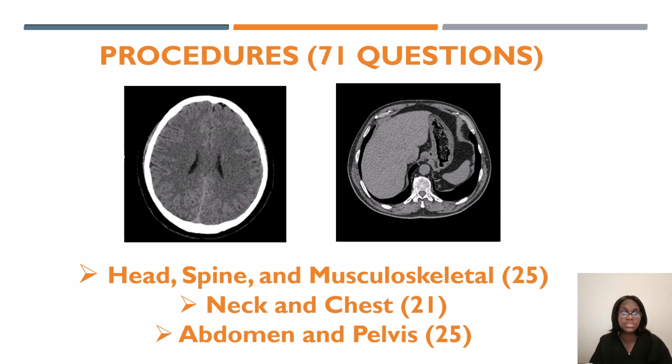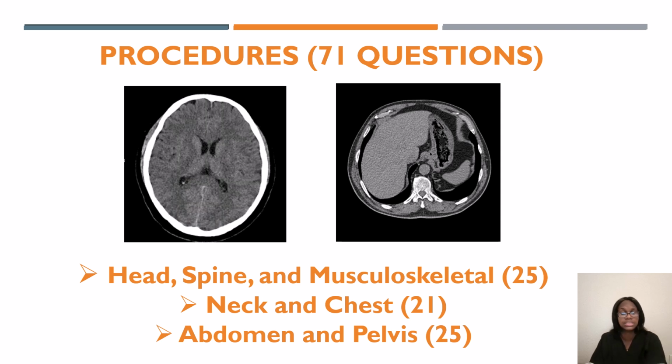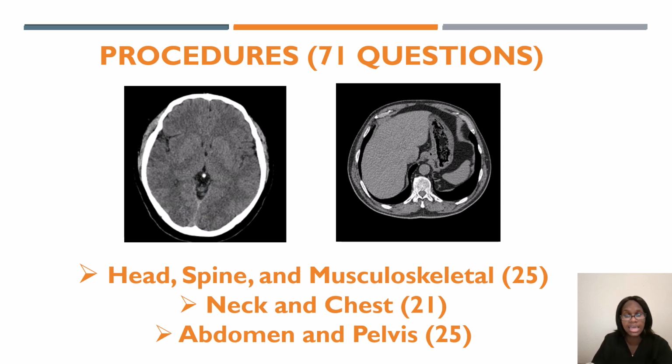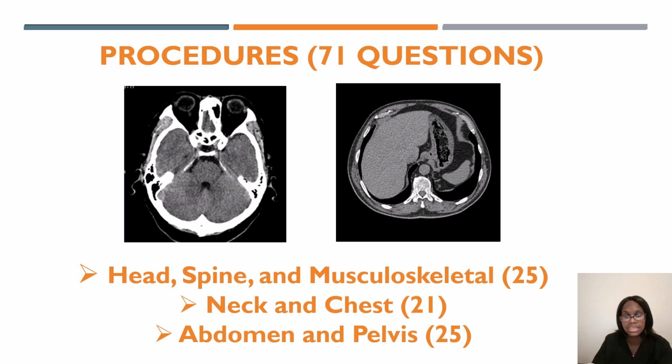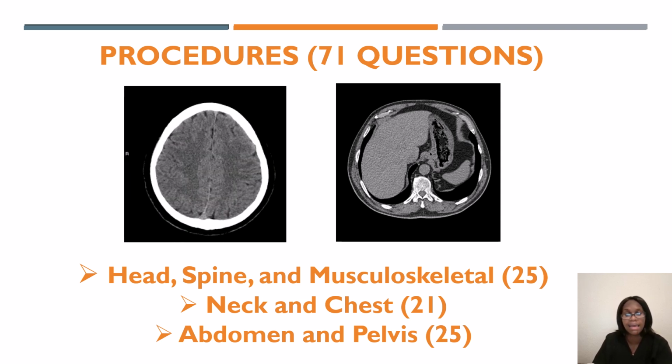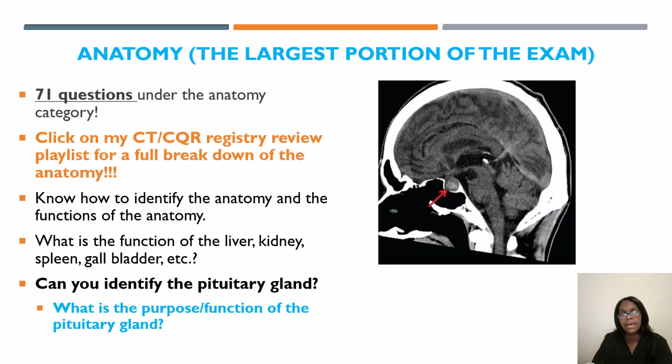So for procedures, this is going to be the bulk of the test, 71 questions. We're going to talk about head, spine, your MSK, which is 25 questions, neck and chest, 21 questions, abdomen and pelvis, 25 questions. Okay, so for the anatomy, like I was saying, it's going to be the largest portion of the exam, 71 questions under the anatomy category.